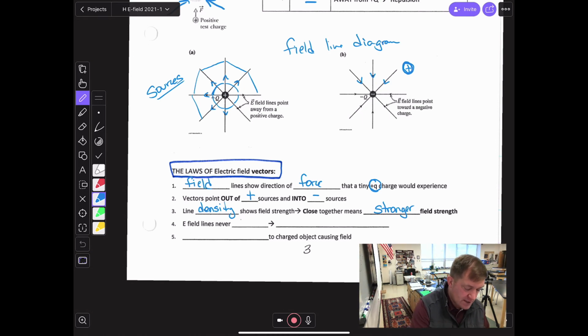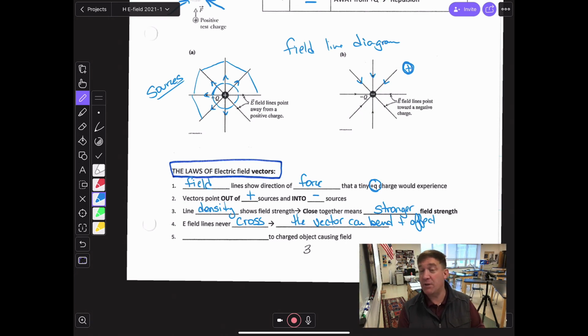Okay? E field lines never cross. The vectors can bend and affect each other, but they will never cross. So there will never be a time when, in a complex diagram with maybe multiple source charges, the field lines will always do vector addition, they will combine, but they will never cross each other.